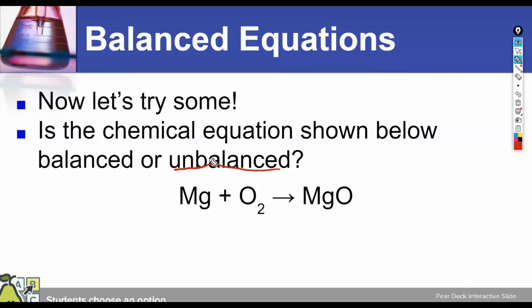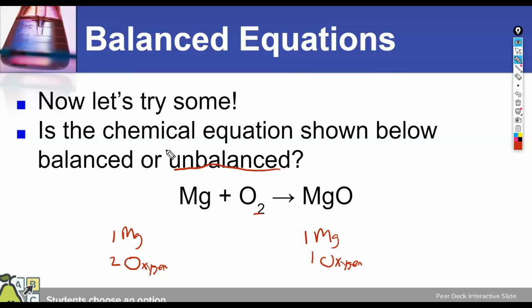Okay, so this chemical equation is actually unbalanced. And the reason it's unbalanced is because on the left side, I have 1 magnesium and I have 2 oxygen atoms, because of this 2 right here. On the other side, I have 1 magnesium and 1 oxygen. Okay, so my magnesium is okay, but obviously I don't have enough oxygens because I should have 2 oxygens instead of 1 oxygen on the right side.